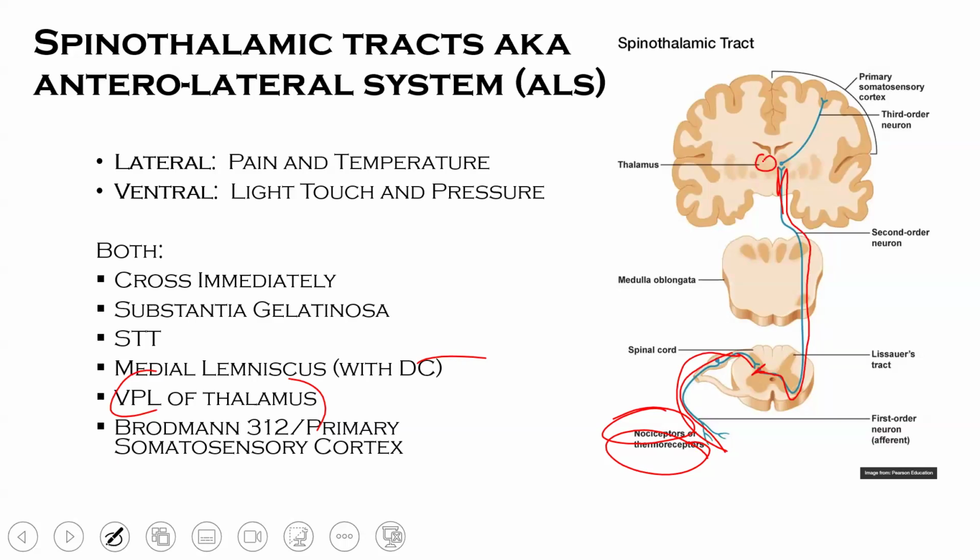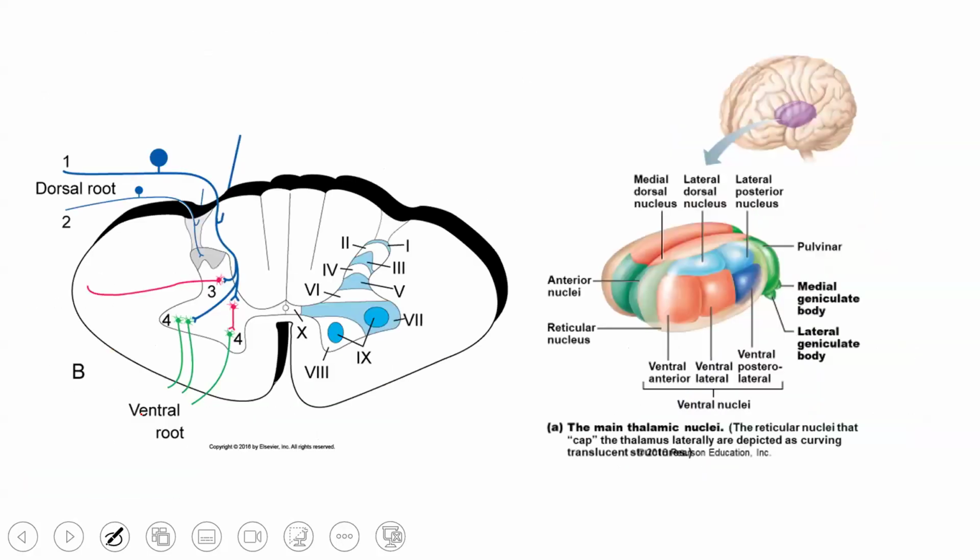And then it's going to go up into Brodmann's area 3-1-2, which is somatosensory, and we can really just call it the primary somatosensory cortex. So what is that, right? It's crossing over here at that substantia gelatinosa. So it comes into the cord and then crosses over and goes up.